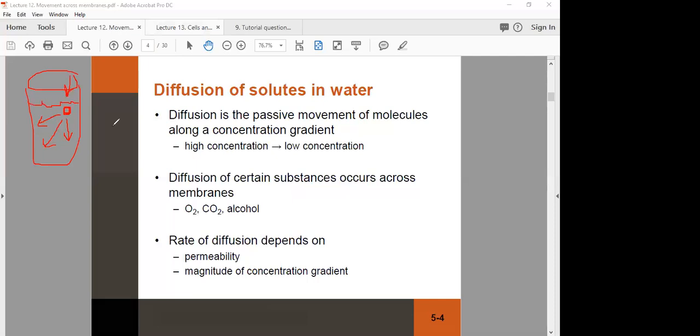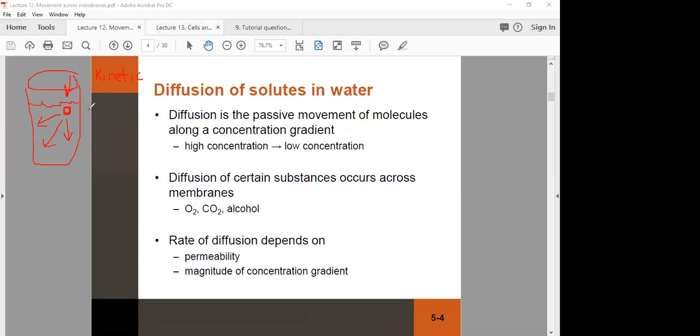And what makes them move? Something that we learned about in a previous lecture. All molecules have an intrinsic ability to move, don't they? Kinetic energy of motion. Yeah. So they'll simply move around at random, and they'll continue to do so until an equilibrium is reached, until they're all spread out evenly throughout that water.